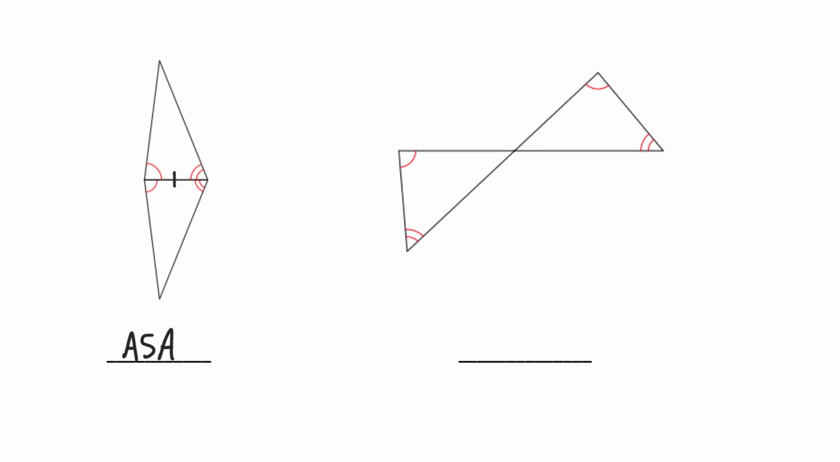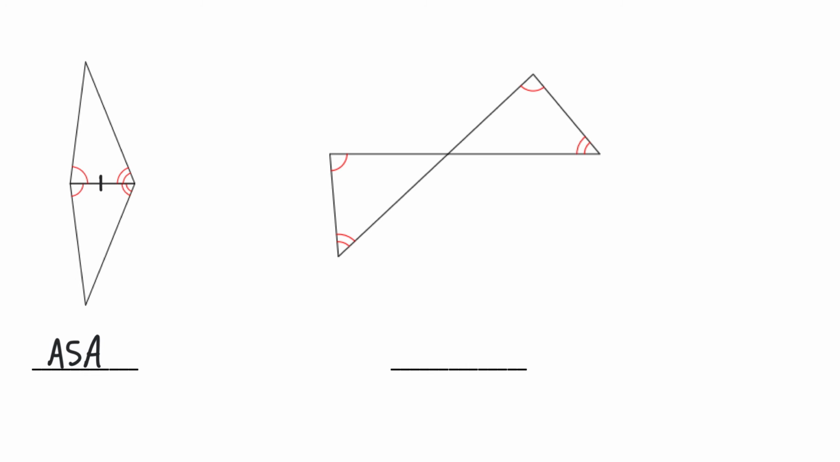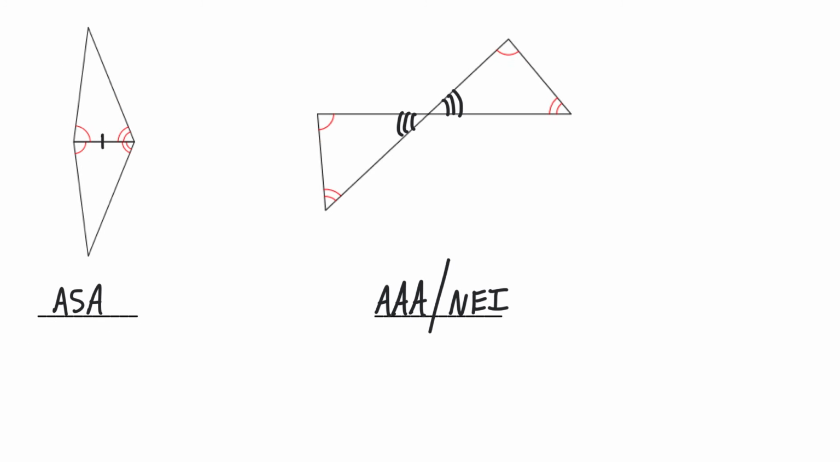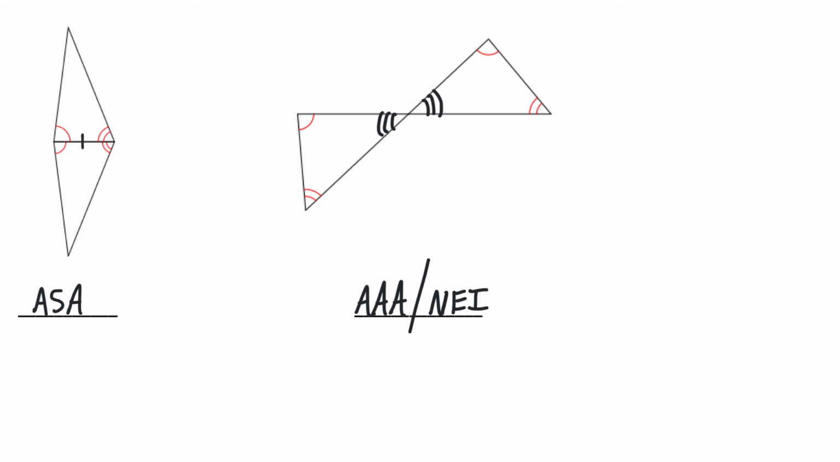On this one, is there anything else up there that we know that's not marked? The vertical angles are congruent. But what does that make? Exactly. Remember, angle, angle, angle is not sufficient to prove congruence. It might be congruent, but it might not be also. So that's not enough information to prove that it's congruent.